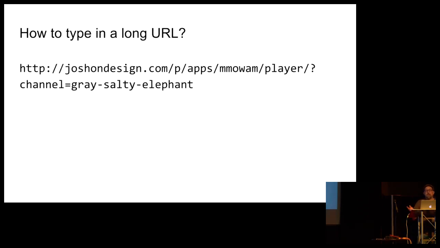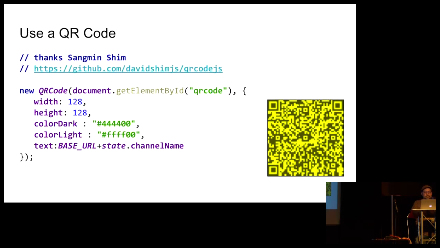So this is what our URL is going to look like, which is kind of long. It'll work. This is great for emailing. But if somebody's just walking along, they just enter the room, you want them to be able to type it in. And typing in a long URL could be error-prone. So let's generate a QR code instead.